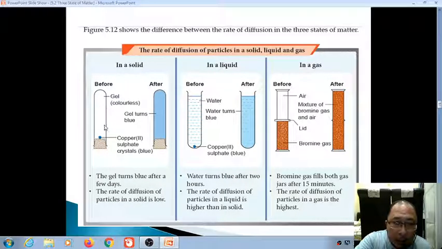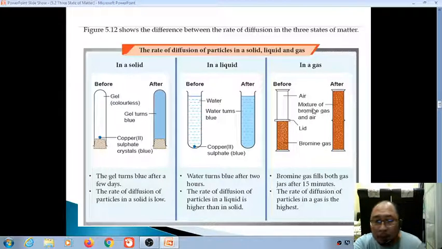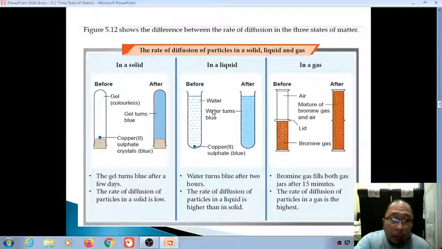So the conclusion from these activities is the rate of diffusion of particles in a solid is low. In this activity, we put one drop of copper sulfate, a blue crystal, in a gel that is colorless. The gel is a solid. What will happen? We will take the time for the diffusion in every state of matter. In liquid we put it in water, and in gas we put it into the air. So what will happen is the rate of diffusion of particles in liquid is higher than in solid, while the rate of diffusion of particles in a gas is the highest.